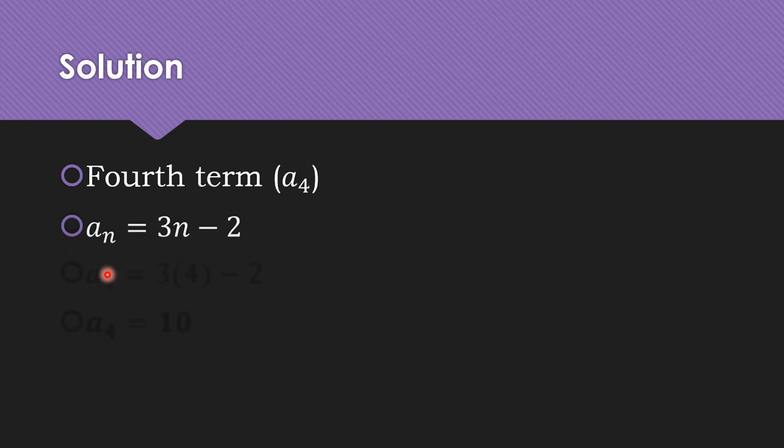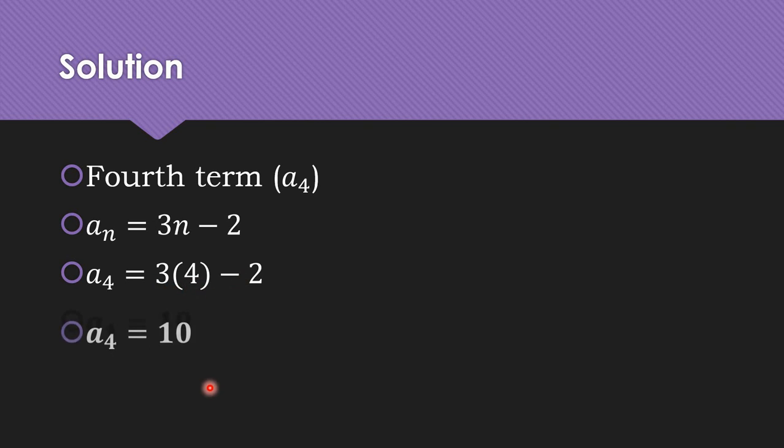Again, our rule, a sub n is equal to 3n minus 2. So, our next equation now is a sub 4 is equal to 3 times 4 minus 2. Let's compute this one. 3 times 4 is 12, minus 2. The answer is 10. Therefore, the fourth term is 10.